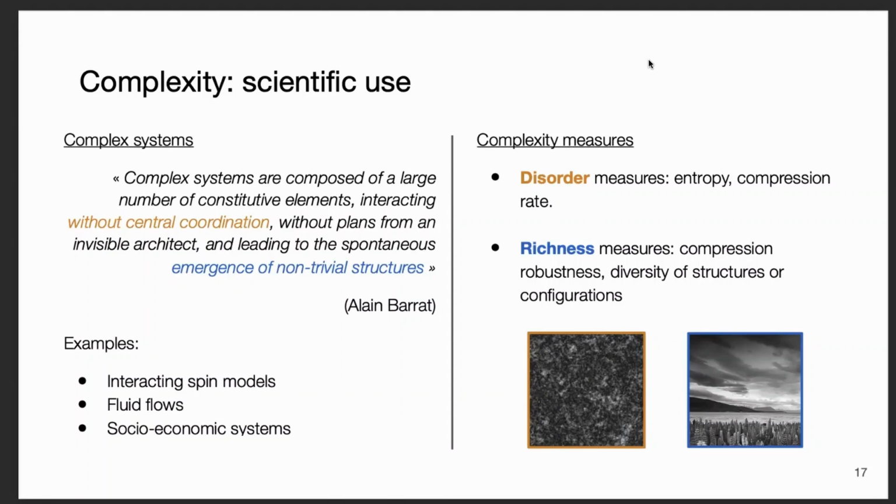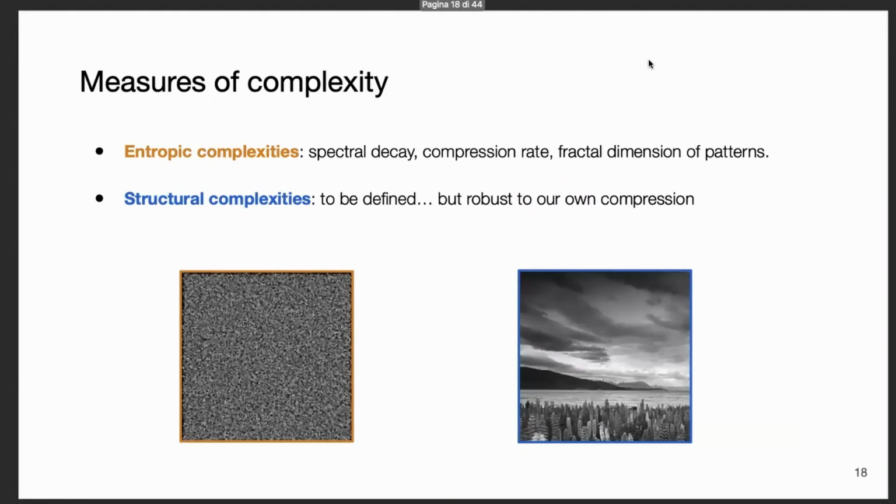And then if you talk about complexity measures within the science world, you have both definitions. You can have disorder measures, such as entropy, compression rates, or richness measures. So the robustness to compression, the diversity of structure or configurations. And so now we need to define and separate both definitions to make sure of what we're talking about.